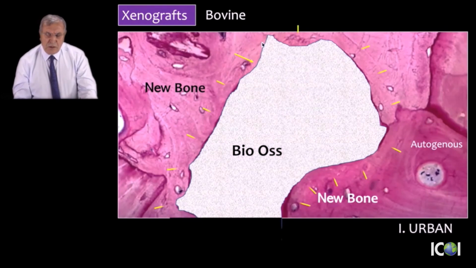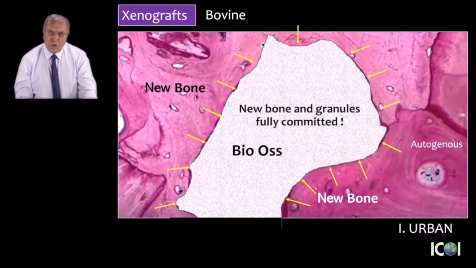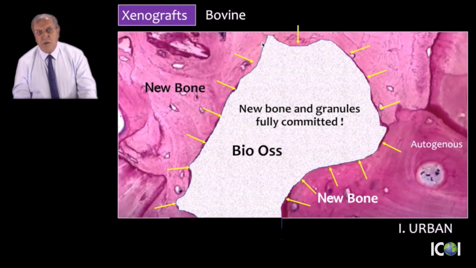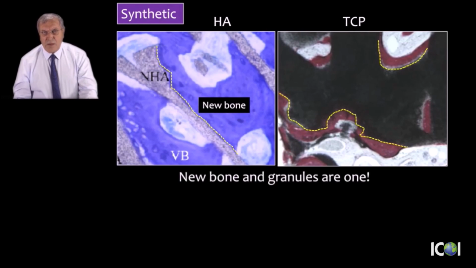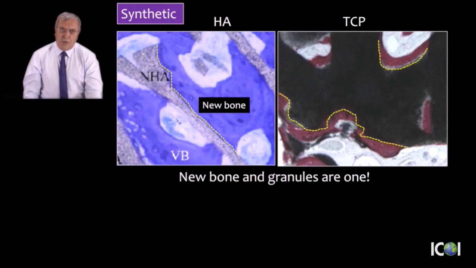Bio-Oss, this is a histology from Dr. Urban, we have the same. The new bone is really in strict contact with the granule. Synthetic, we have exactly the same, because the bone is growing on the surface of the biomaterial.